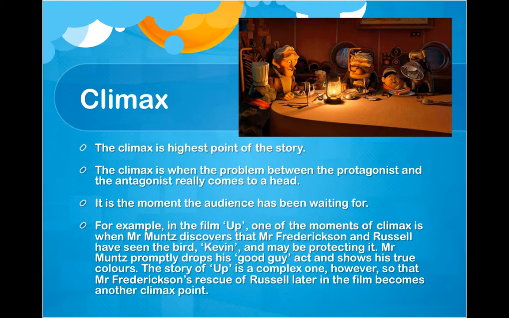The climax is the highest point of the story. The climax is when the problem between the protagonist and the antagonist really comes to a head. It is the moment the audience has been waiting for.